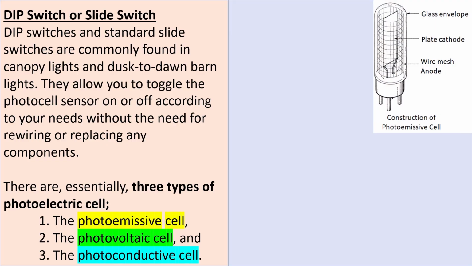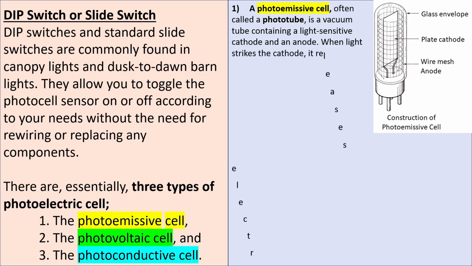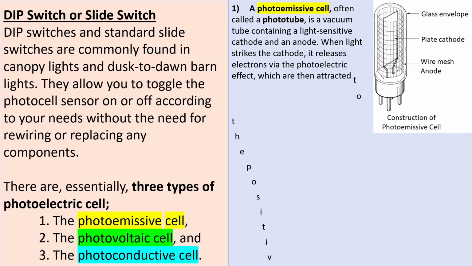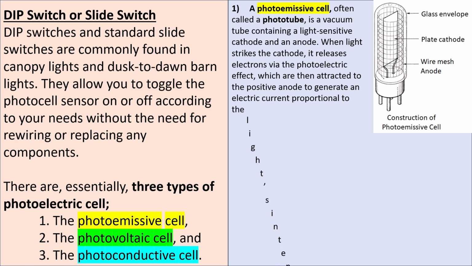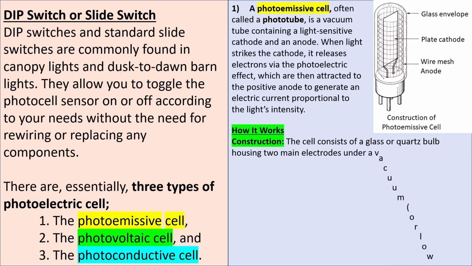The construction of a photoemissive cell. A photoemissive cell, often called a phototube, is a vacuum tube containing a light-sensitive cathode and anode. When light strikes the cathode, it releases electrons via the photoelectric effect, which are then attracted to the positive anode to generate an electric current proportional to the light's intensity. How it works. Construction. The cell consists of a glass quartz bulb housing two main electrodes under a vacuum or low-pressure inert gas.